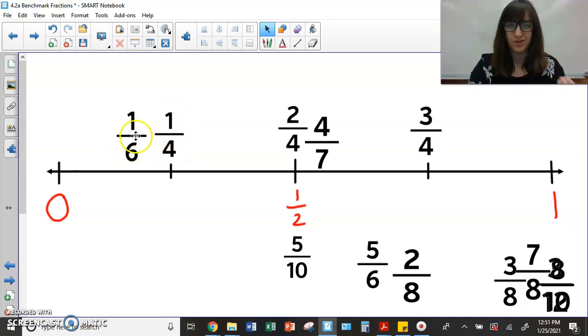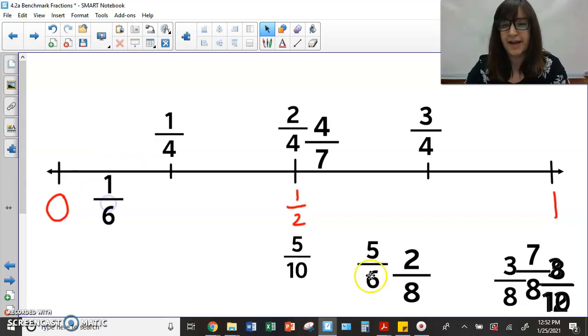So 1/4 is larger than 1/6. So I don't maybe know exactly where this one fits, but I do know that it's less than 1/4. So I'm going to put it over here for now.